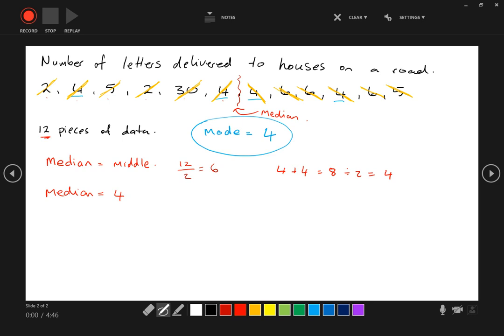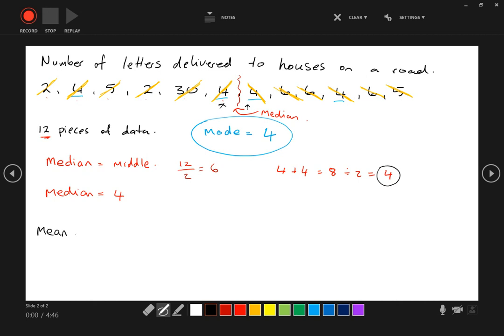Okay, and the median and the mode, by the way, are not always the same. They just happen to be in the last 2 examples. So if it's an even number, to get the median, you always add up the number in front of the line and after the line and divide it by 2 to get your median.